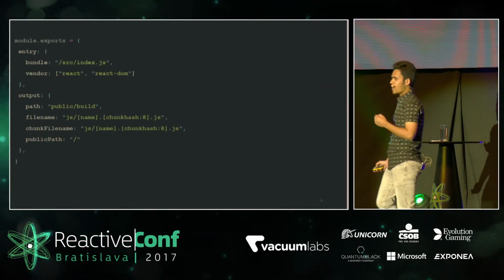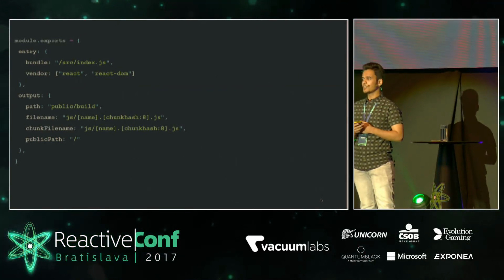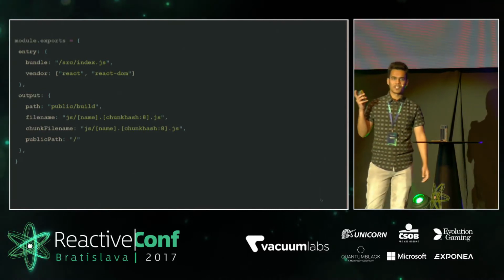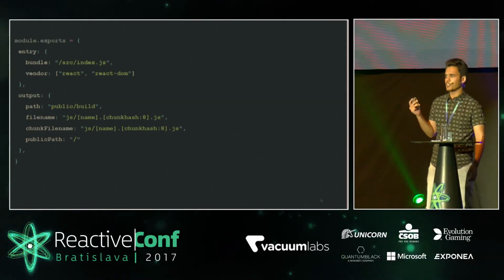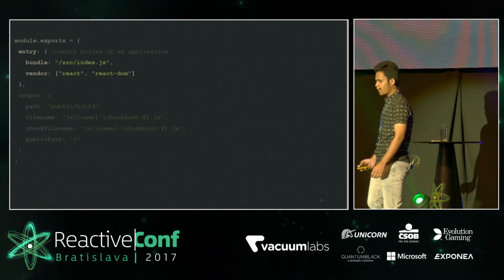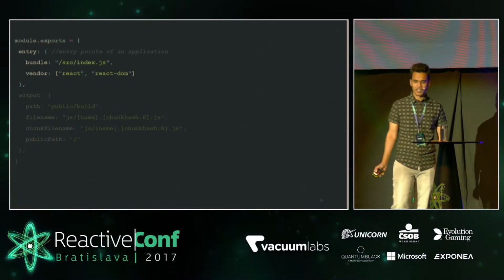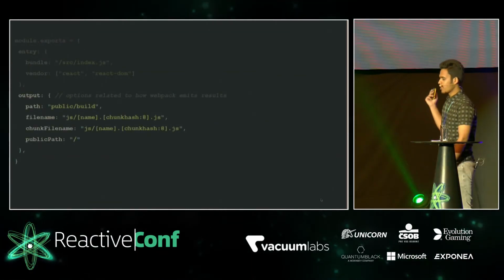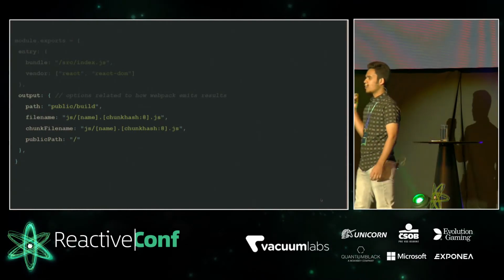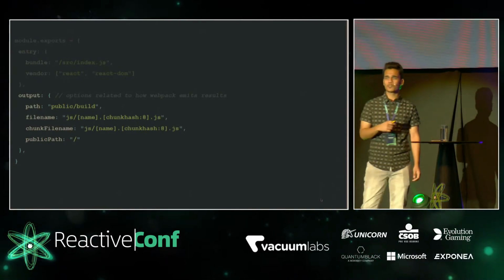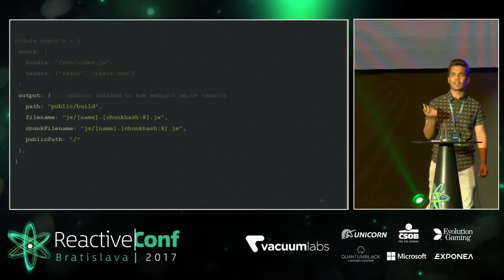So once I have configured CommonsChunk, then I'll configure the entry and the output points for webpack. The entry point tells webpack where to start, and the output property of webpack identifies the options related to the output emitted by webpack.